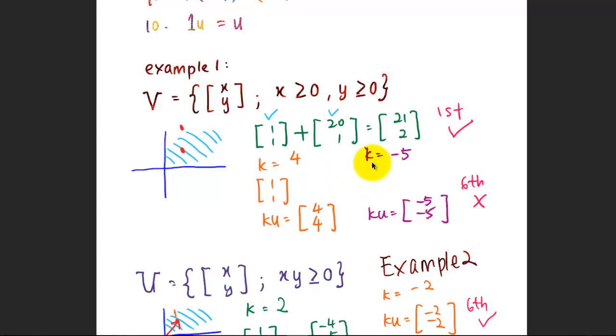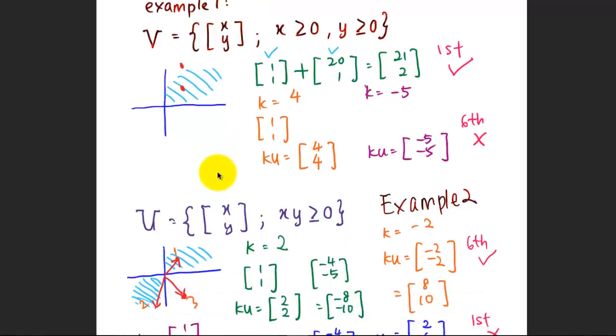But let's check the negative one, because k can be positive or negative. So when I have a k with a negative value, it seems like I end up with -5 and -5, which is in this region, out of the boundary here. So I say that the sixth axiom was not fulfilled, because the scalar multiplication will give you a member which is out of the boundary here. And we say that this group of vectors are not a vector space.